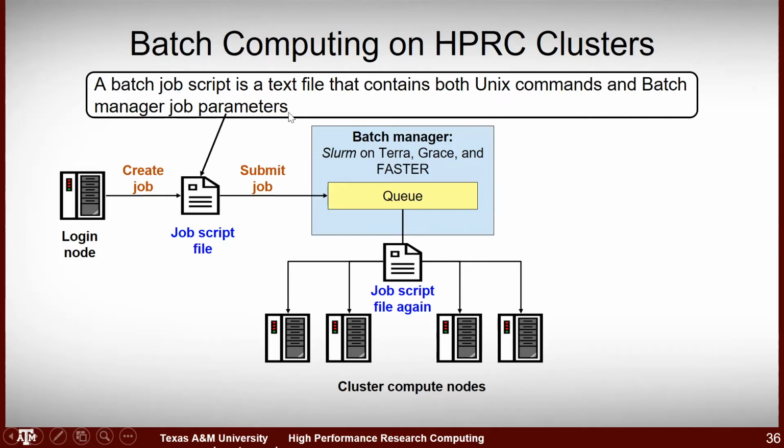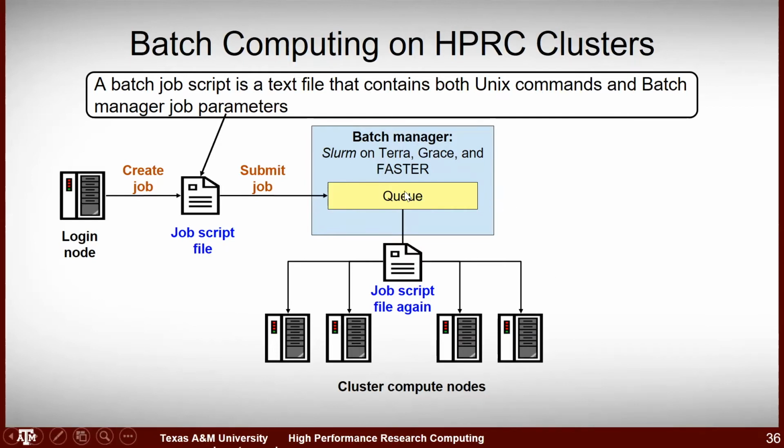The batch manager job parameters are like the resources you're requesting to use. Do you need a compute node? How big is the compute node? How long do you need it for? These types of things. Then it will read that and decide, then it will put you in the queue to wait in line for your turn to be on a compute node.